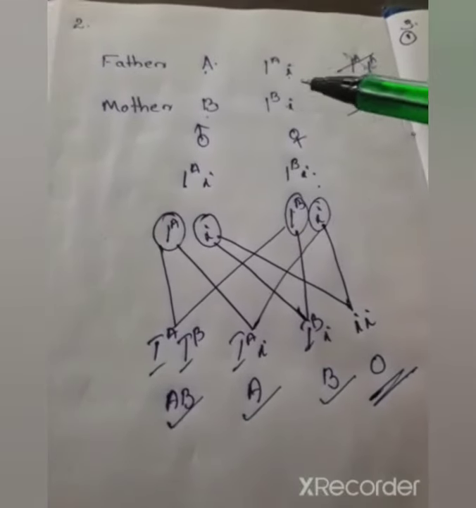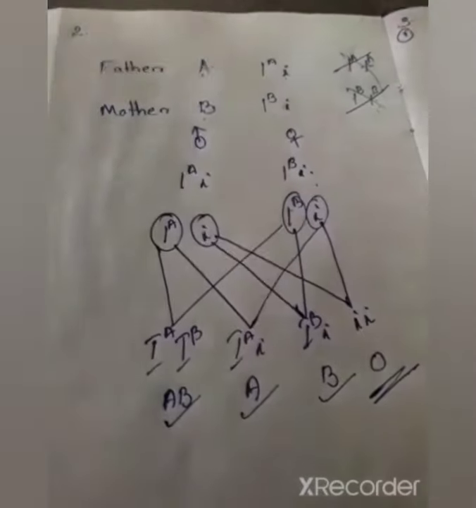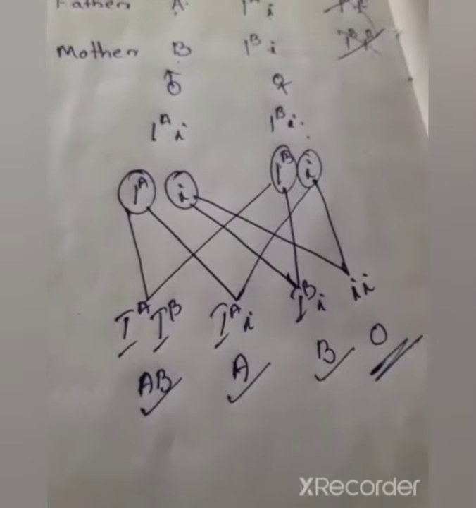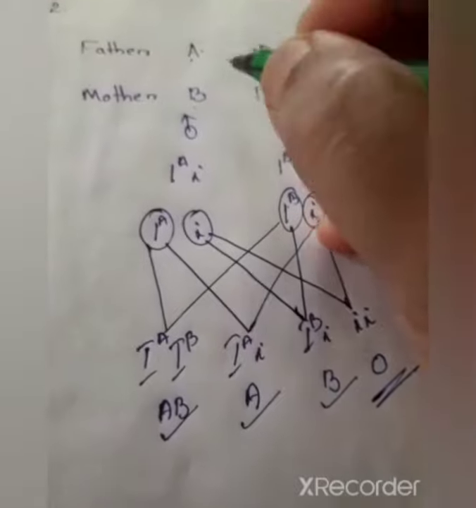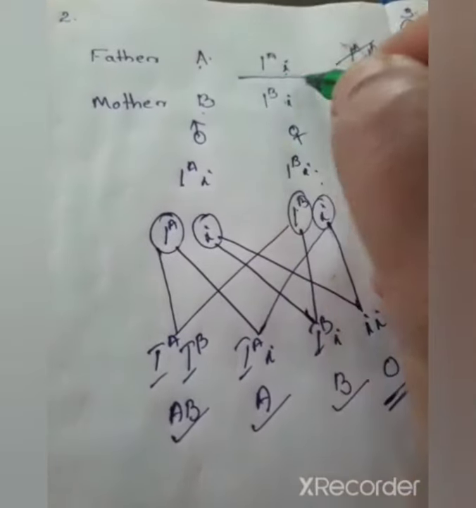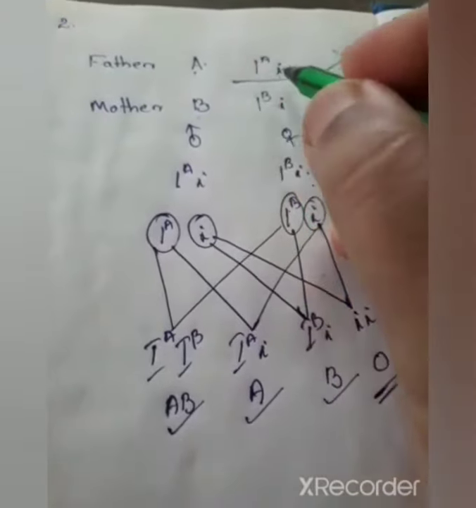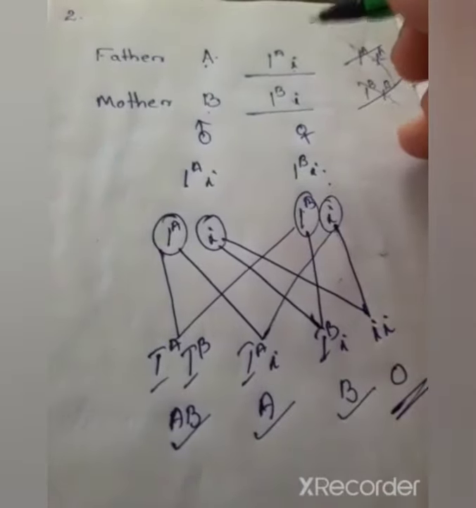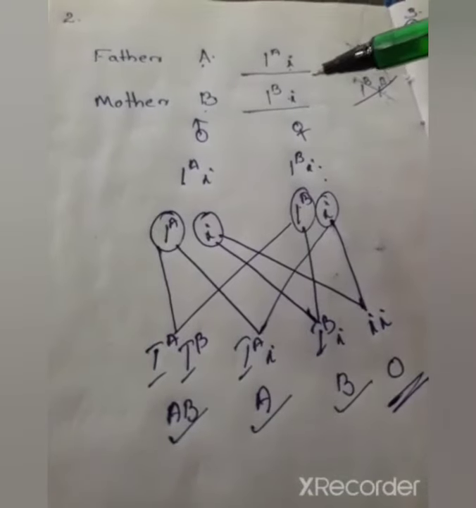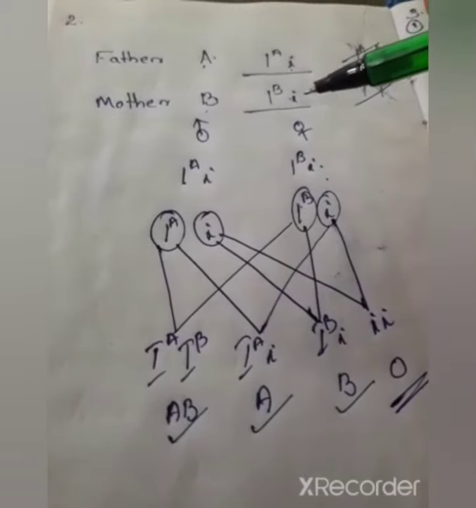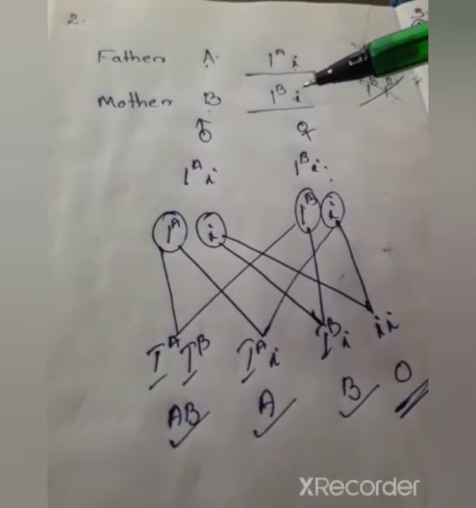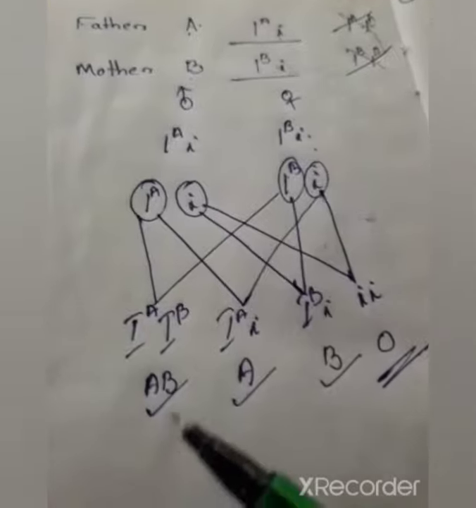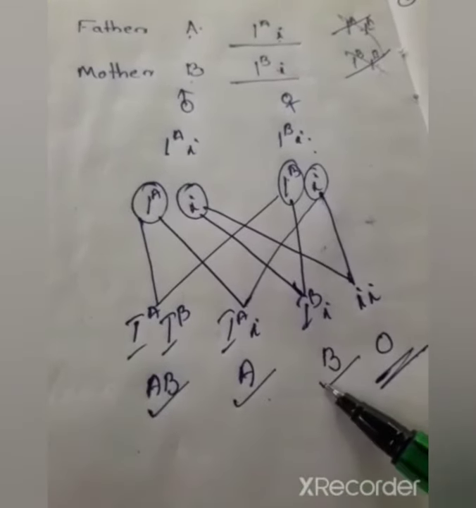Now first question, work out the genotype of parents. The genotype of parents is IAi for the father and IBi for the mother. This is the genotype of the parents. Next question, find the possible genotypes of the other offsprings. The other offsprings are A, B, and AB.